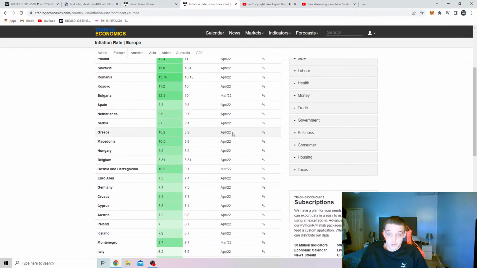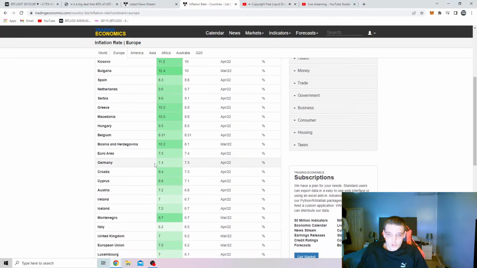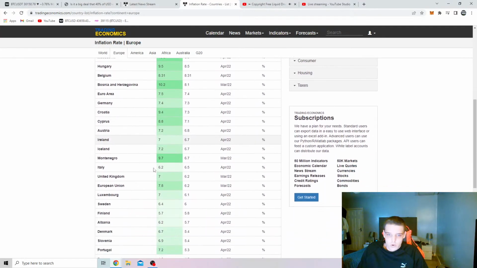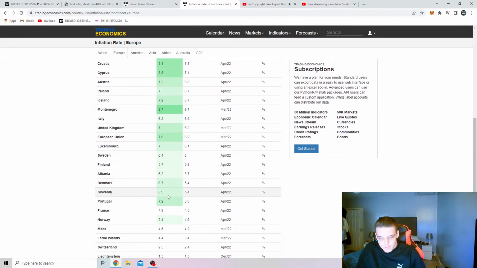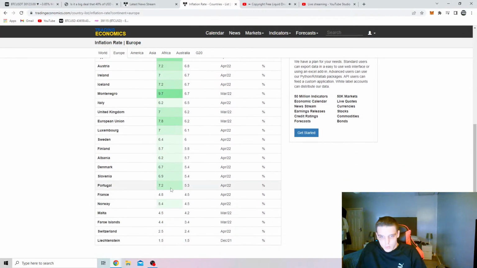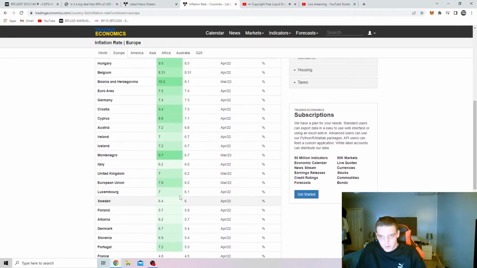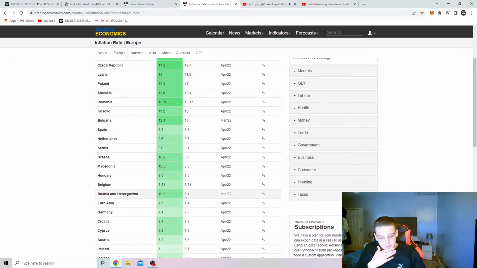Greece, 10.2% April. Germany, 7.4% April. UK, where's UK? Iceland, 7.2%. Montenegro, 9.7%. United Kingdom, 7%, and that was reported in March. France was fairly low, but a lot of countries are up, and that's the crazy thing about it.